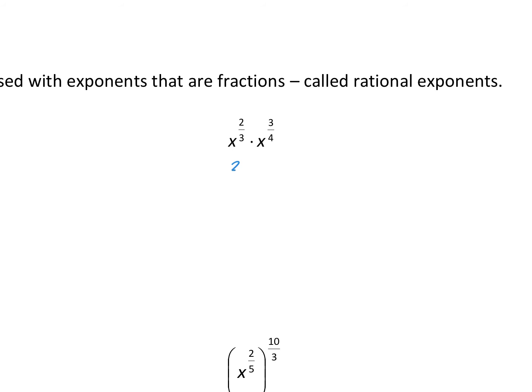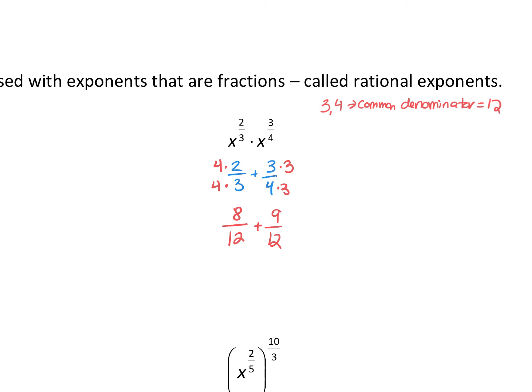Here again, I'm multiplying, so I'm going to add. But this time I need to get a common denominator. So if I have 3 and 4, my common denominator would be 12. So to get 12, I'd multiply 3 times 4, and whatever I do to the bottom, I have to do to the top. To get 12, I'd multiply 4 times 3. And again, whatever I do to the bottom, I have to do to the top. So I'm going to have 8 over 12 plus 9 over 12. Again, the denominator stays the same. I'm going to add the numerator. So I'm going to end up with 17 over 12. So x to the 17 over 12.